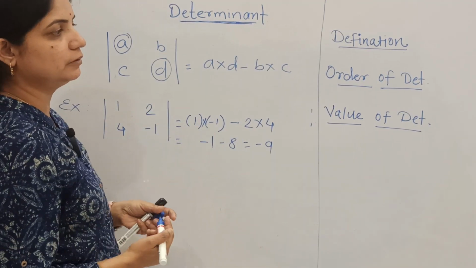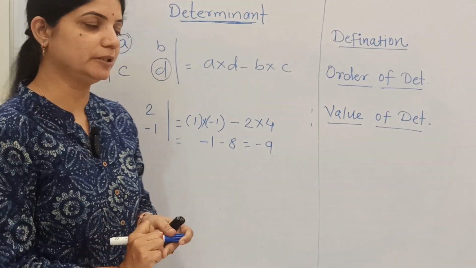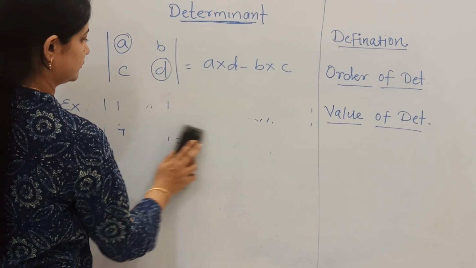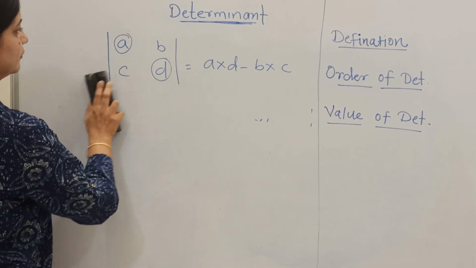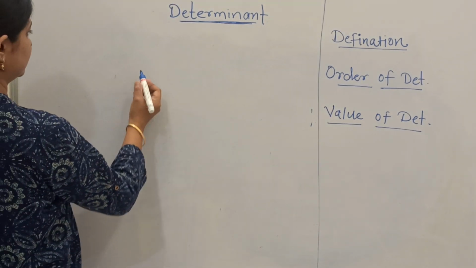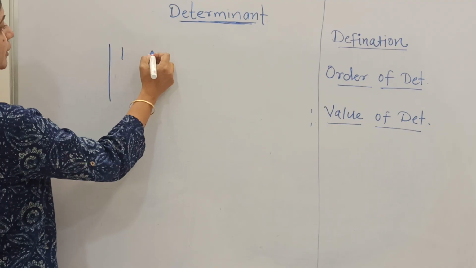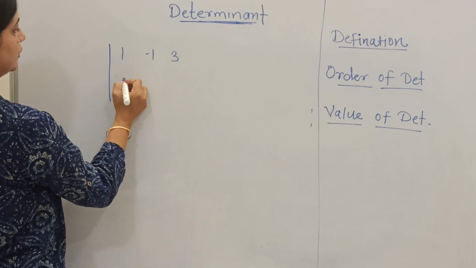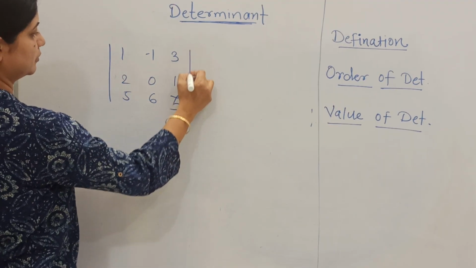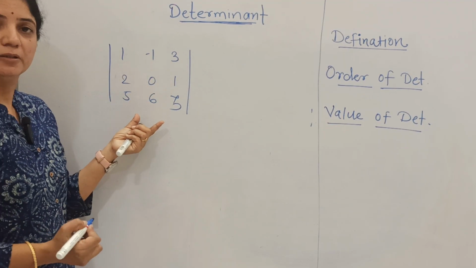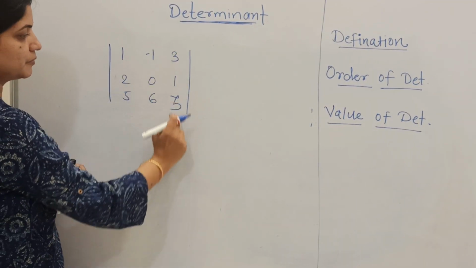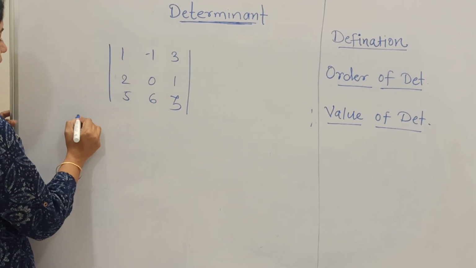Now moving towards the determinant of order 3. Let's see one example, where we directly give the elements of the determinant and then calculate its value. This is of order 3, because it contains 3 rows and 3 columns. So let's calculate the value.